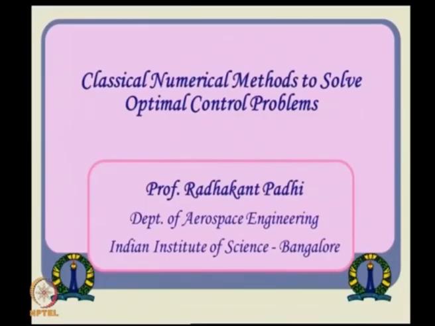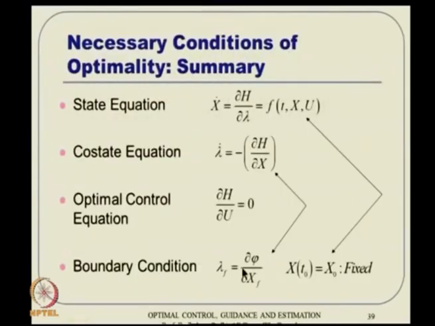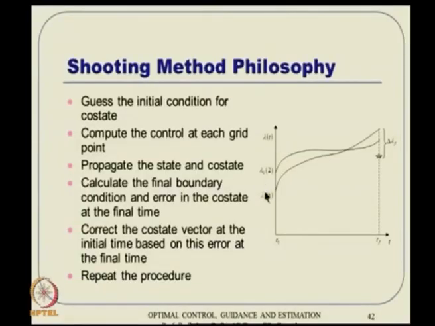Nevertheless, there are classical numerical methods, people have attempted it, and we discussed 3 methods as part of the lecture. Quickly I will review 2 methods here. One we talked about is the shooting method. The philosophy is that the difficulty is that the boundary conditions are not available at the same time. Because the initial state condition is available, I will guess an initial condition for the co-state also, so that these 2 equations can be propagated together forward.